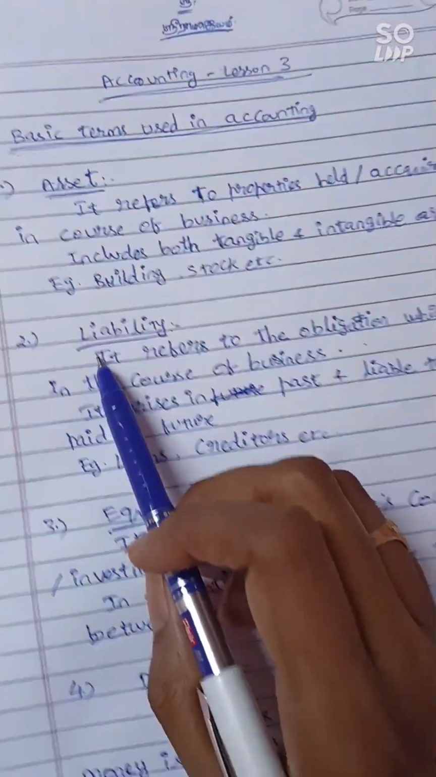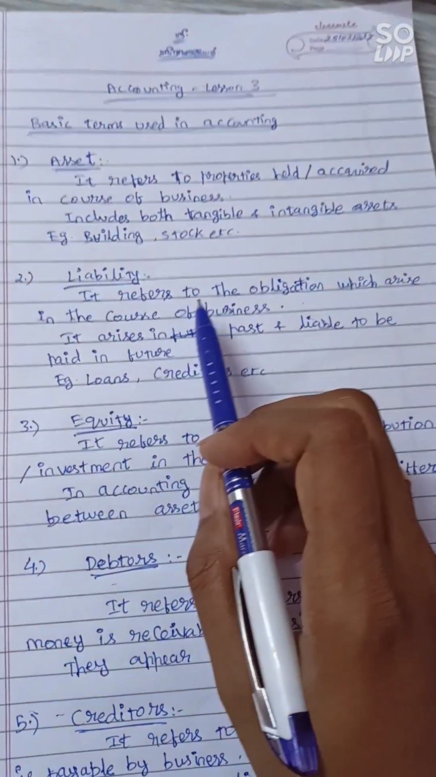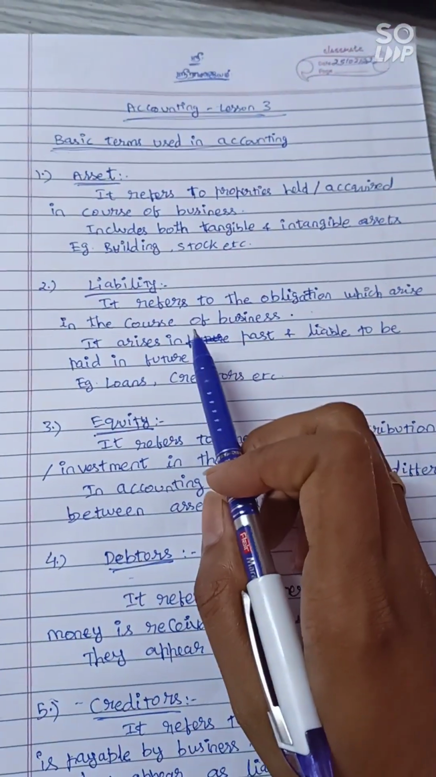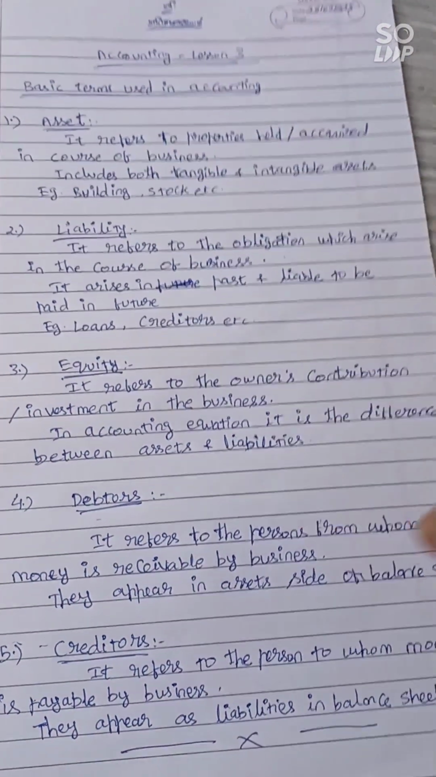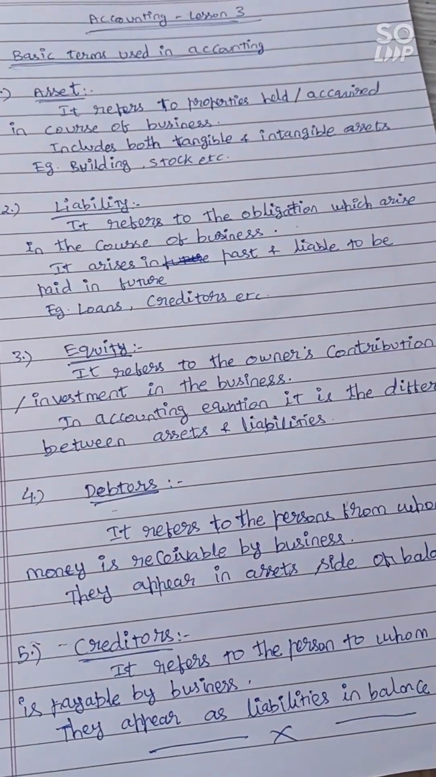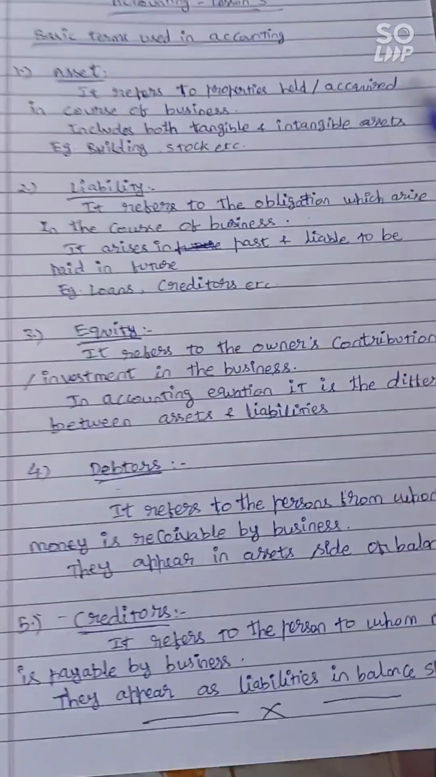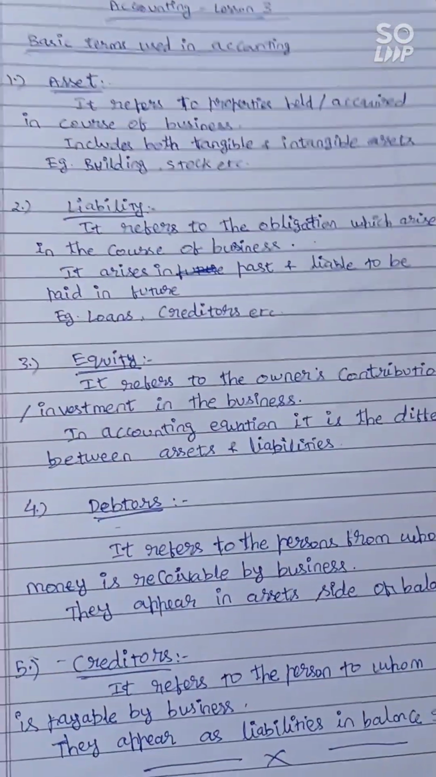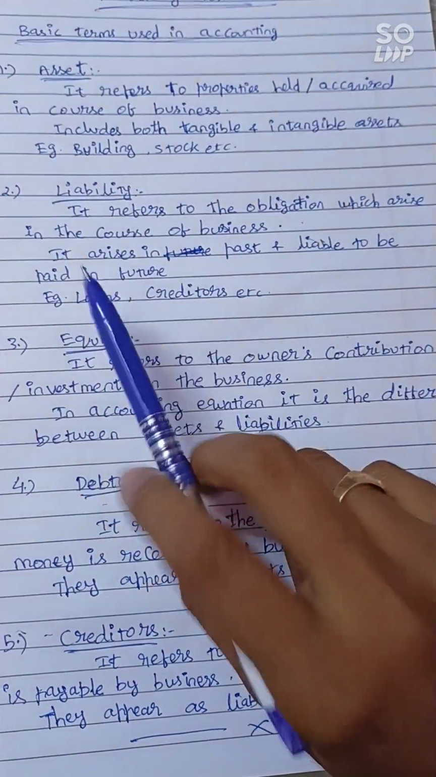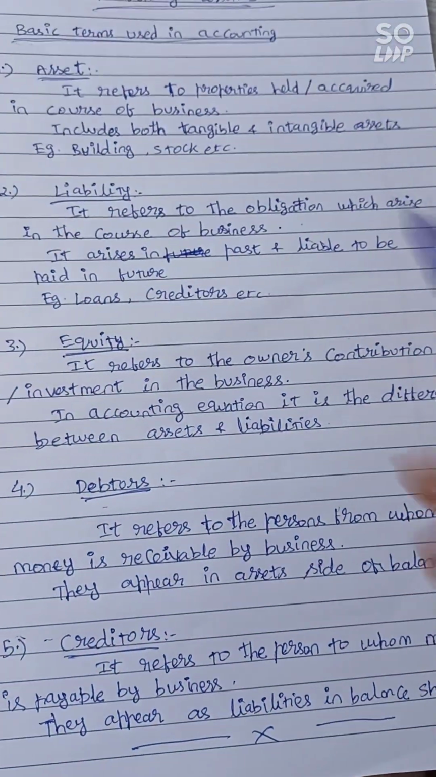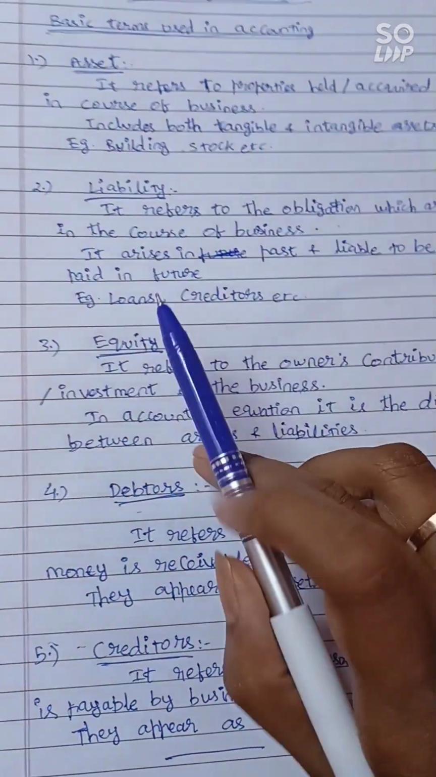Next one is liability. Liability refers to the obligation which arises in the course of business. Liabilities are obligations the business has to pay, not now, but in the future. So it is called liability, liable. It arises in the past because of some activities and is liable to be paid in future.